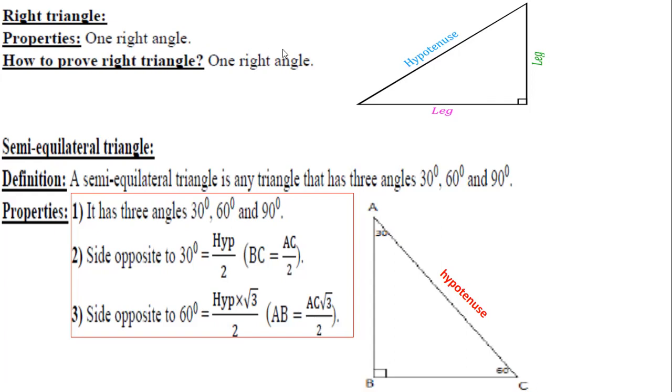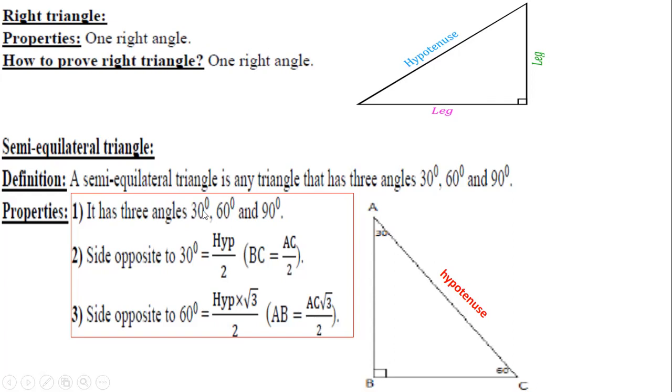The semi-equilateral triangle. What is a semi-equilateral triangle? It is a triangle having three angles. The first angle always measures 30 degrees, the second angle 60 degrees, the third angle 90 degrees. It is also called the 30 degrees, 60 degrees, 90 degrees triangle. What are the properties of a semi-equilateral triangle?